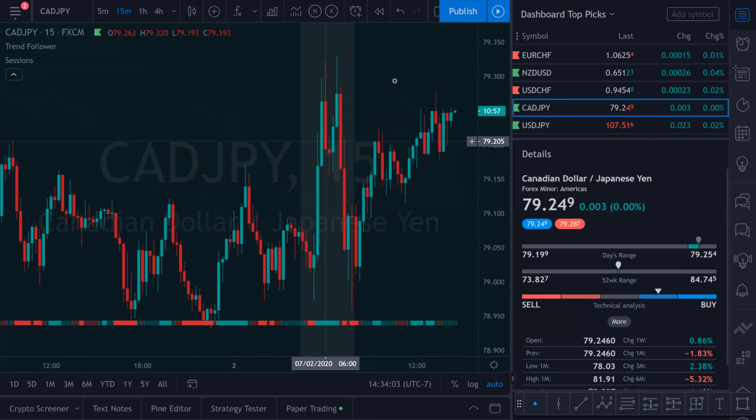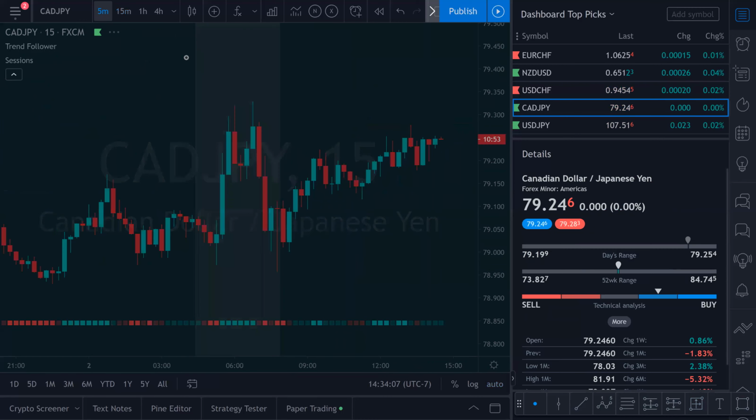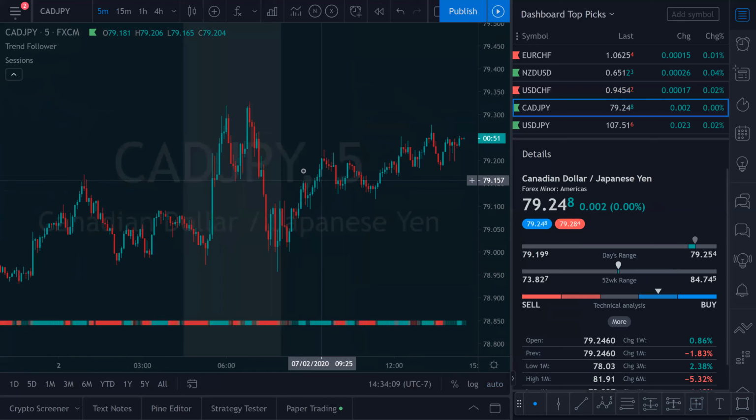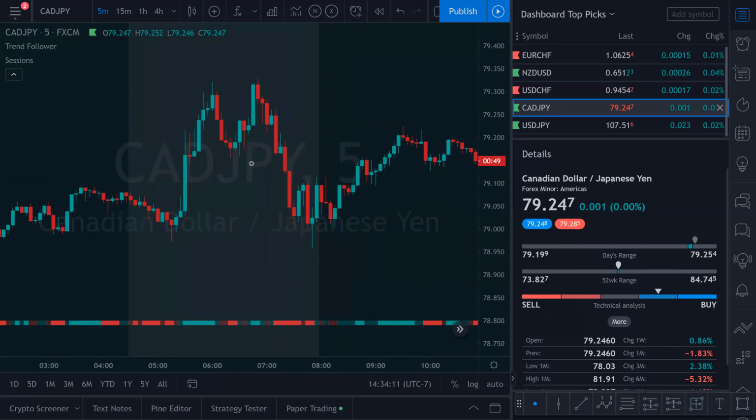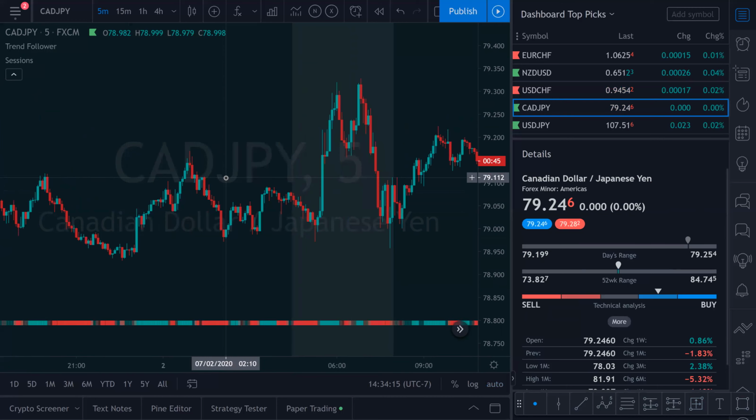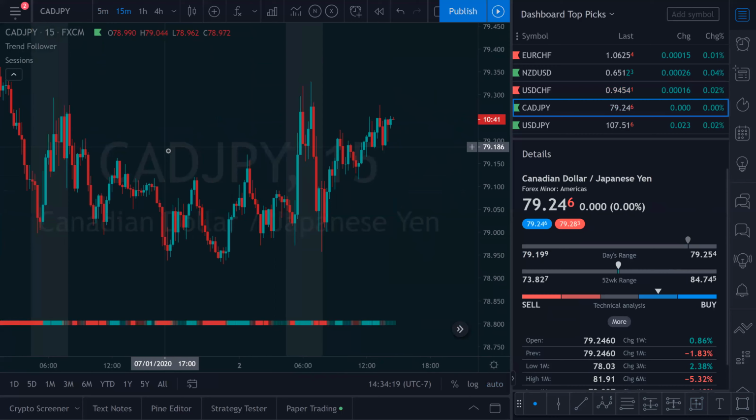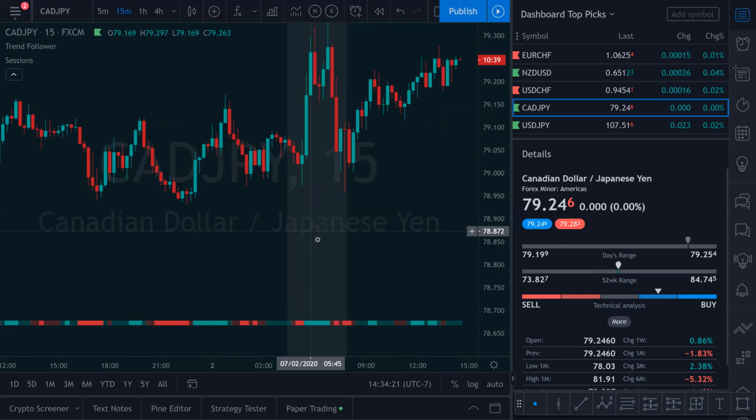CAD. This is all scalping stuff, you know, nothing crazy. CAD, JPY. So we're looking to buy. Oh, that looks good. Yeah, I will switch to this. Buy. So here it is right here.